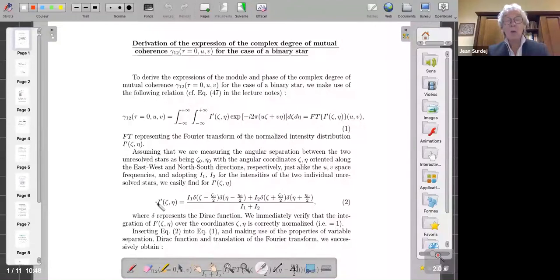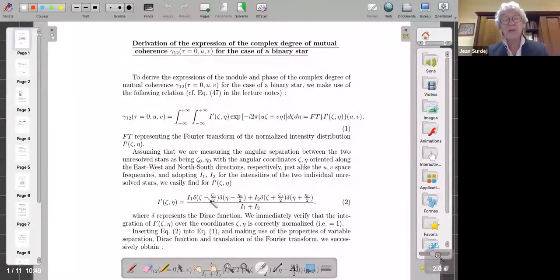And now, of course, the first thing to do is to find the expression of the normalized intensity distribution of a double star, which is not equally bright. So you see here, I wrote an intensity I1 times a Dirac function because it's a point-like star. And the second one, I2, and I divide by the summation of their two intensities. And then along the axis zeta, I put minus zeta 0, minus eta 0, meaning that the angular separation between the two stars is the square root of the summation of the square of zeta 0 and eta 0. So this is very basic.